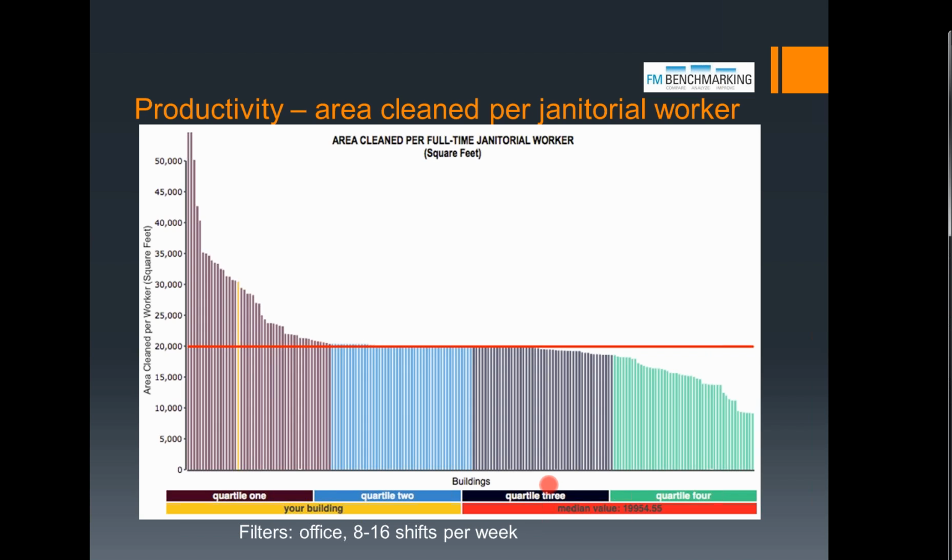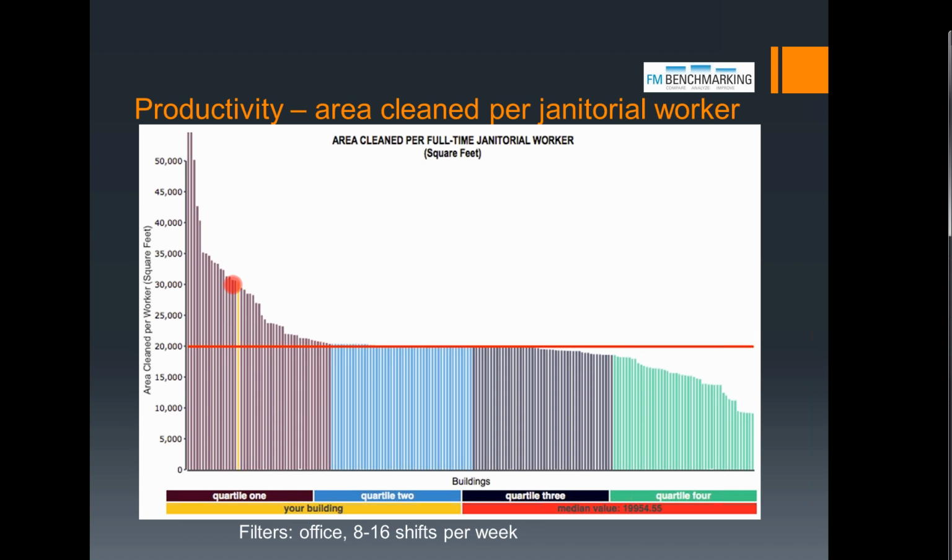This one's a little different, a way of looking at the data. This is actually a productivity chart, and this is the area cleaned per full-time janitorial worker. Now, this is one of the few charts where the slope of the line is declining from the first quartile to the fourth quartile. We generally view those performing in the first quartile as a better performance, and we've arranged the charts to show it that way.